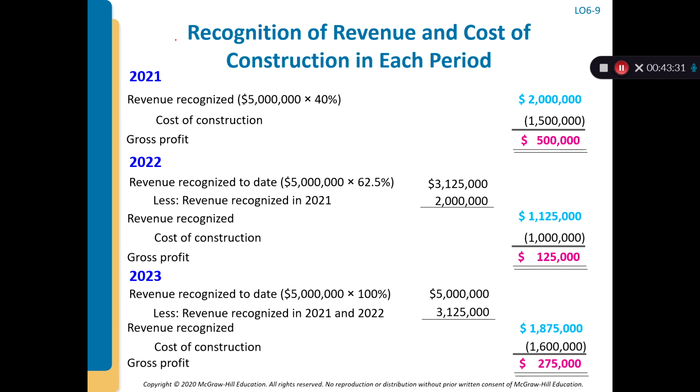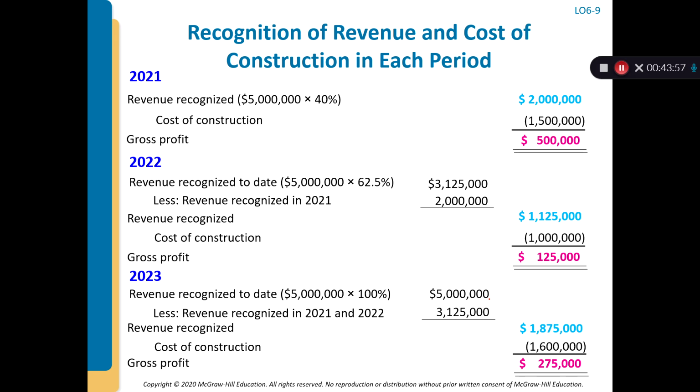So therefore, this is a clearer way. Revenue recognized is 2 million, and the price is 1.5, so the gross profit is going to be 500,000. The revenue recognized year to date is 3.125 minus the prior period 1.125, minus the cost of construction of 1 million. So therefore, it's 125,000.